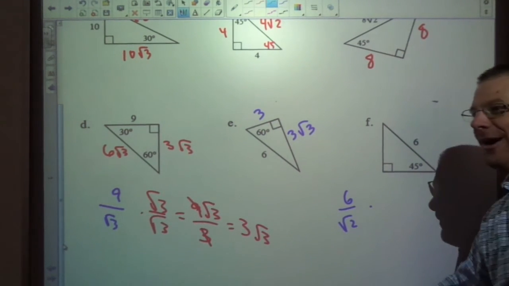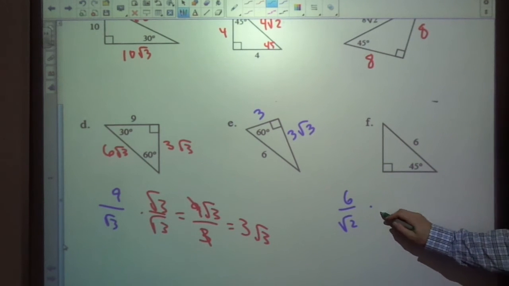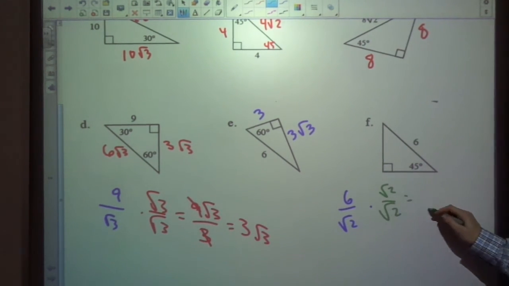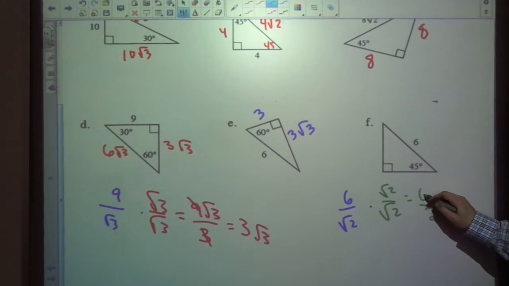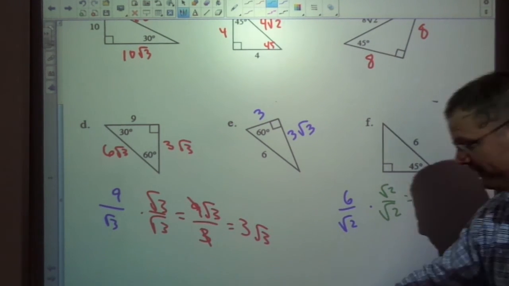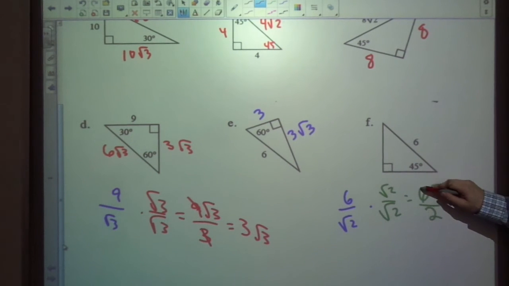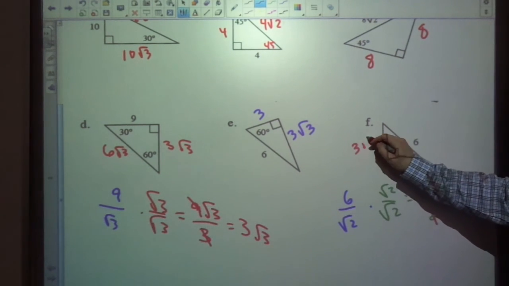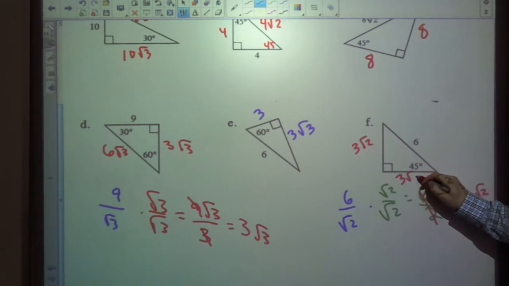Okay? So now we've got to rationalize the denominator. That makes 2. And this is 6 square roots of 2. If I divide these, that gives me 3 square roots of 2. So the leg is 3 square roots of 2. The leg here is 3 square roots of 2.